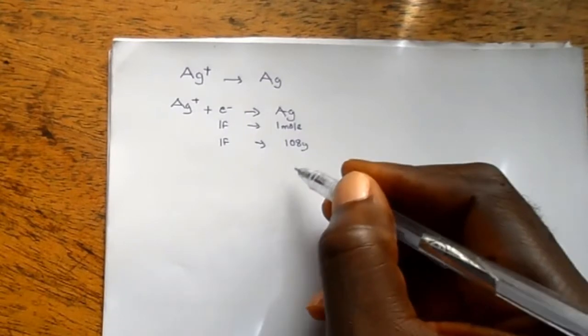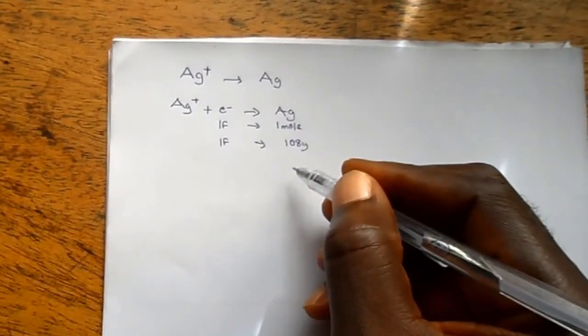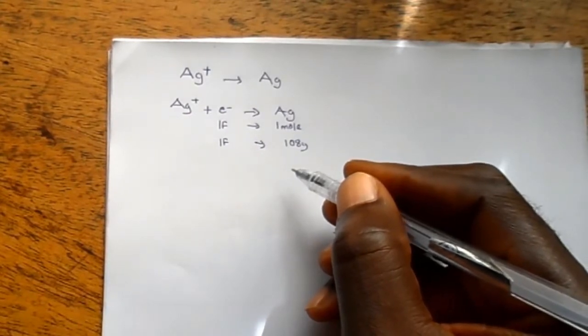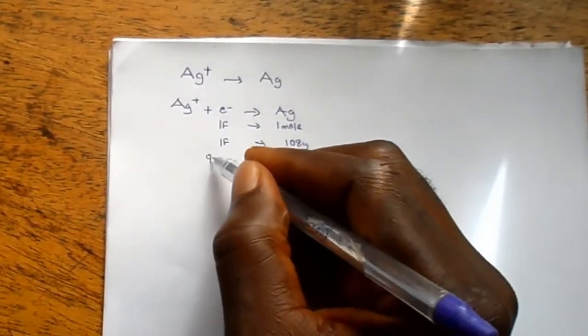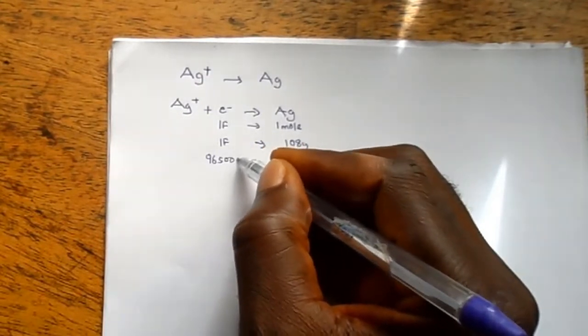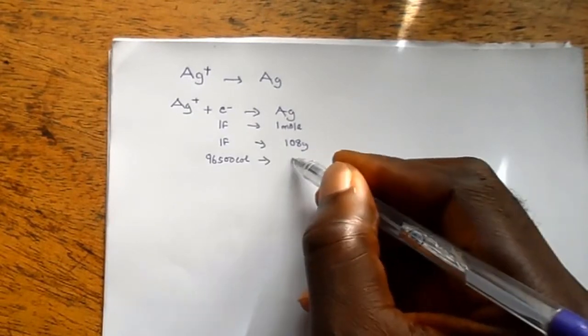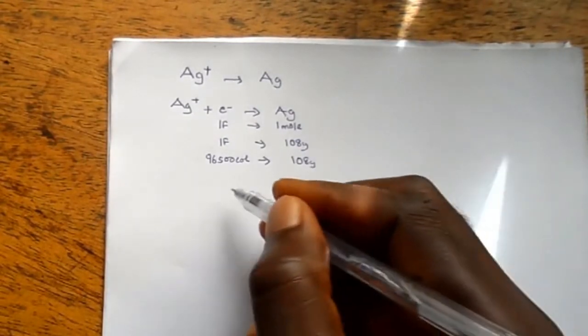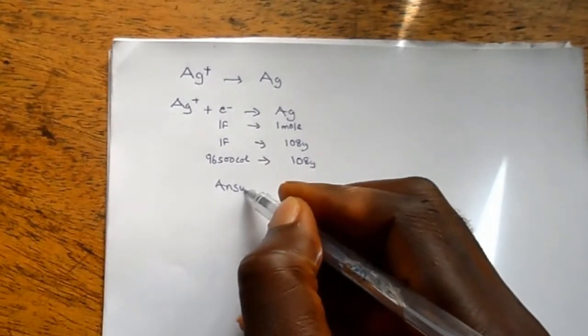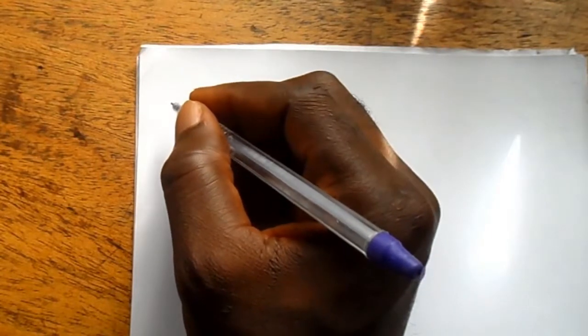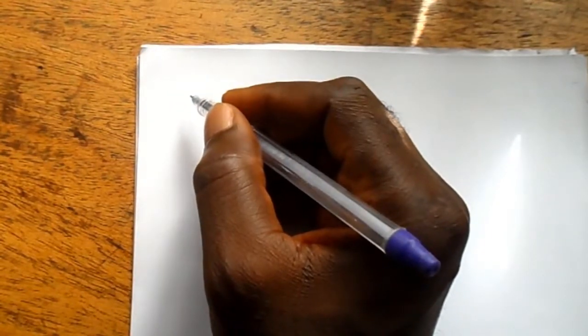108 gram, and we are told in the question that 1 Faraday was passed through the solution, and 1 Faraday is 96500 coulombs. Then it will definitely liberate 108 gram, and our answer now is 108 gram.